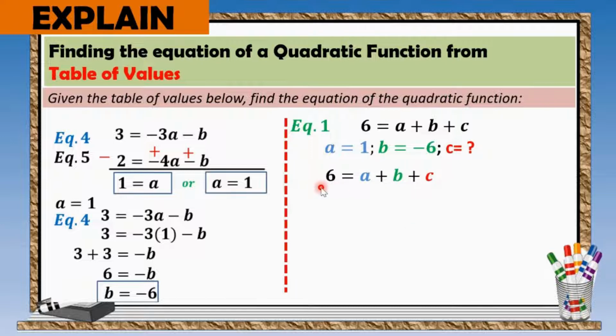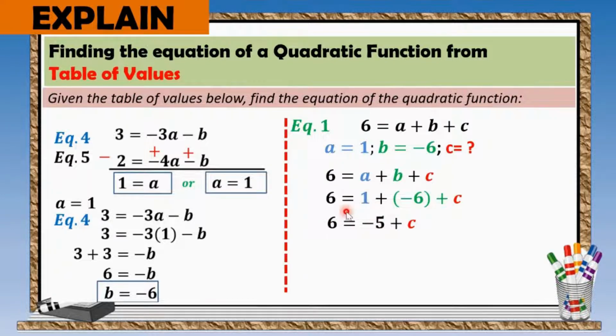So, again, color coding siya para guided kayo. So, we have 6 equals A plus B plus C. A is 1. B is negative 6 and C is unknown. So, simplify lang. 6 equals negative 5. Bakit naging negative 5 siya? 1 plus negative 6 is negative 5. So, plus C.